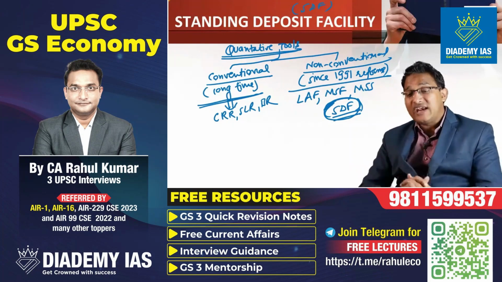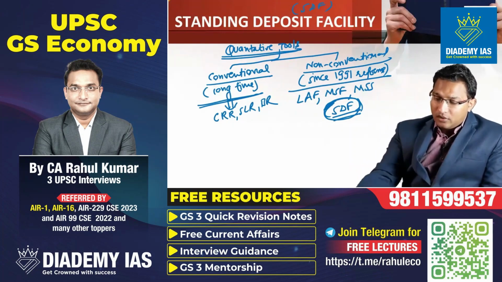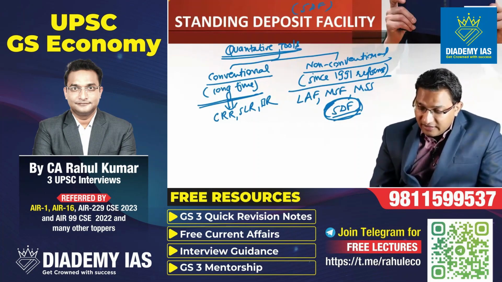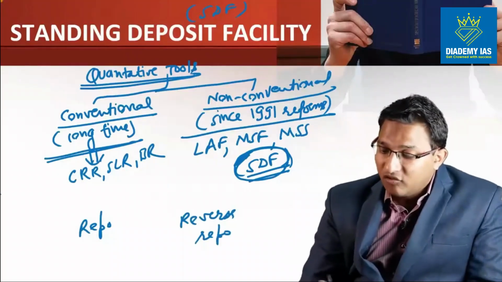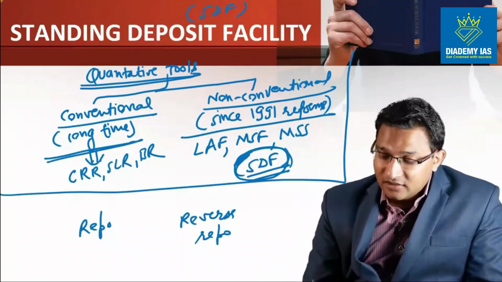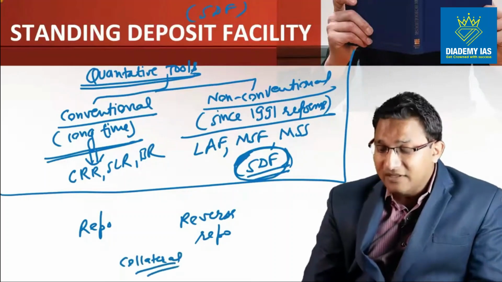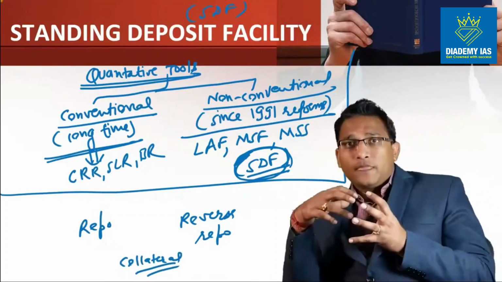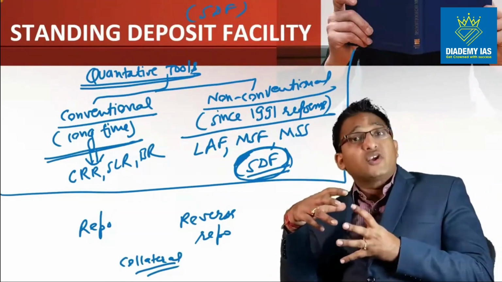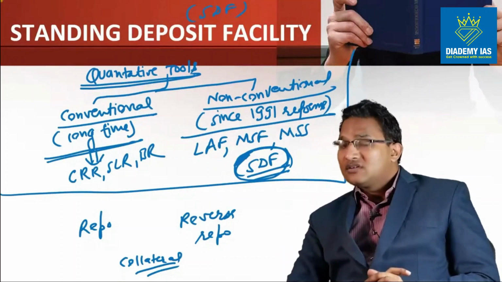So now what is this standing deposit facility, right? We know that in case of repo transaction or reverse repo transaction, one of the important aspects is that there is some collateral. Collateral means some kind of security is kept, right? So this collateral is kept.